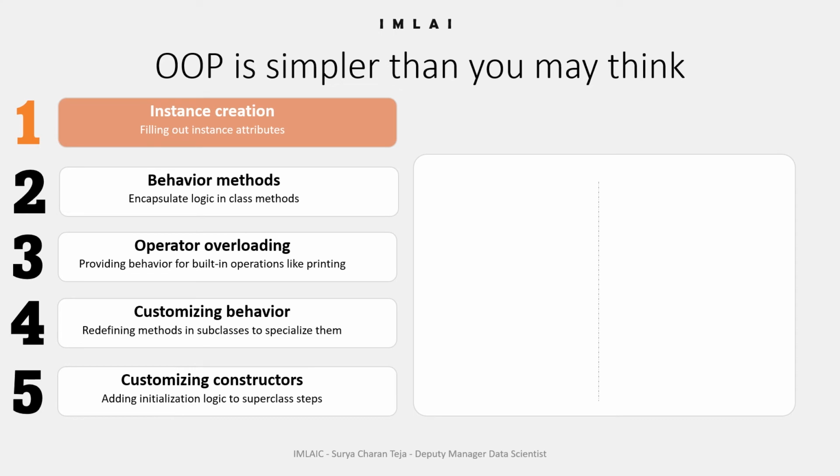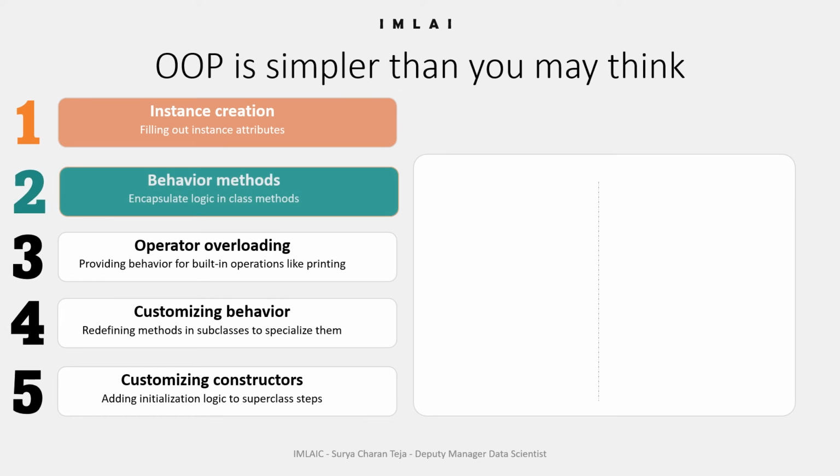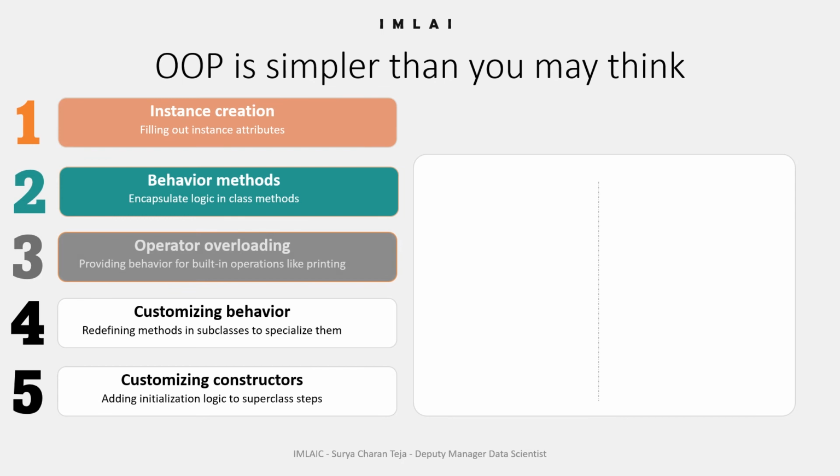And second one, step 2, behavior methods, that is basically encapsulating logic in class methods. And third one is operator overloading, which is like providing behavior for built-in operations like printing, or customizing the behaviors for built-in operations like printing, and many more.